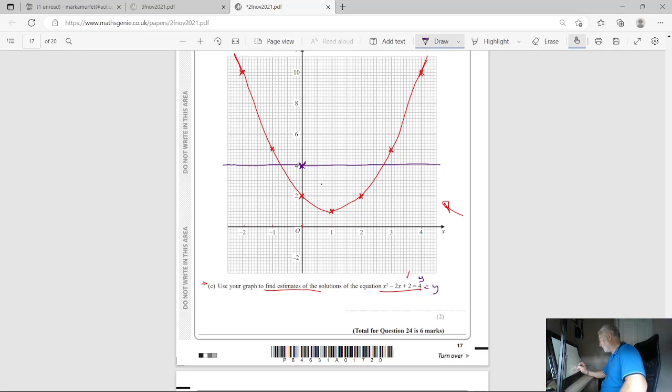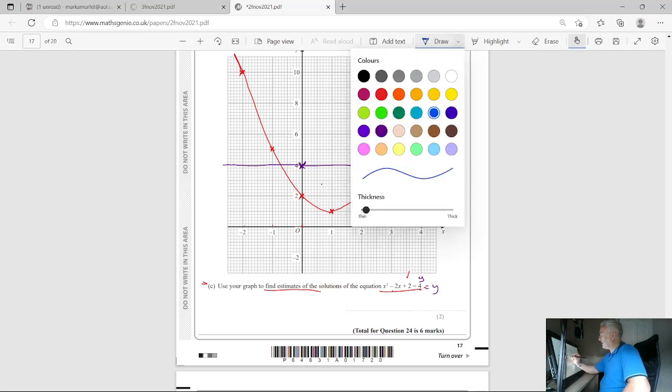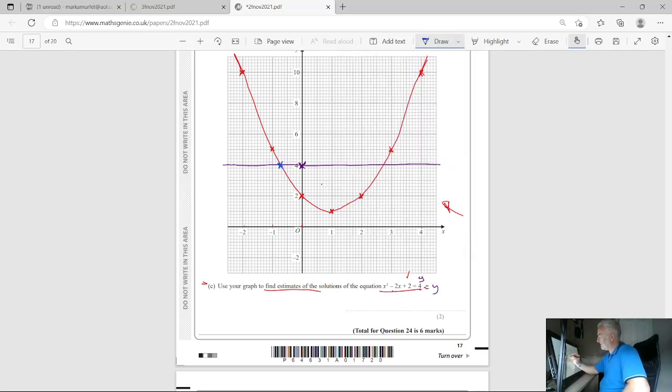So y equals 4, which equals that value, that graph. So we're looking for 2 points. The first point we're looking for is when it crosses that new line just there and that new line just there. So they're my 2 solutions. Okay. So when y equals 4, at that line, what are my solutions?